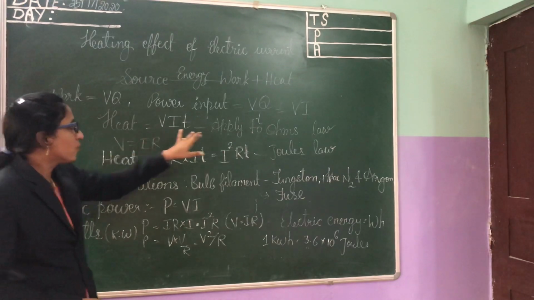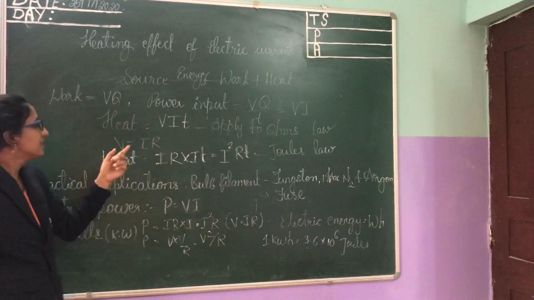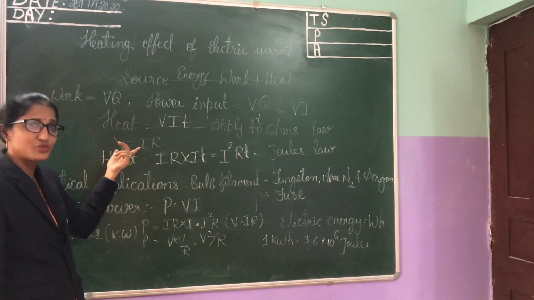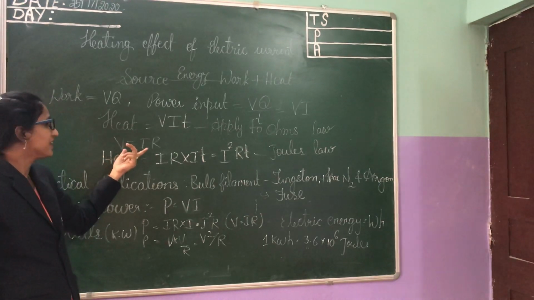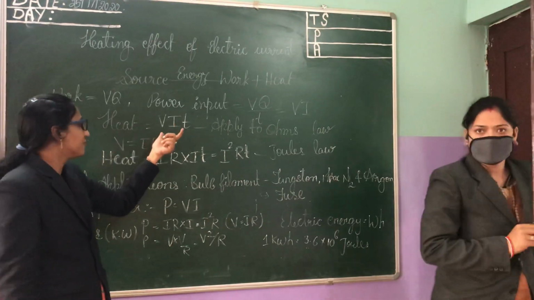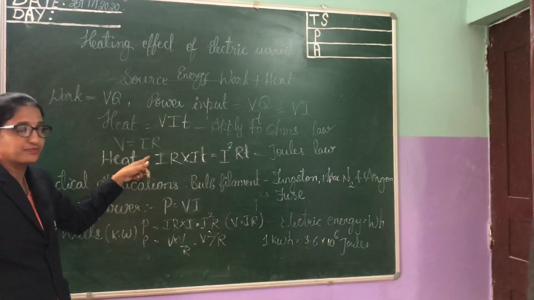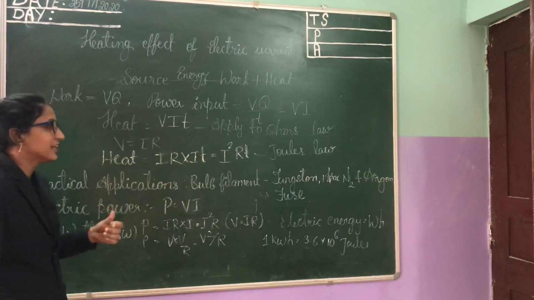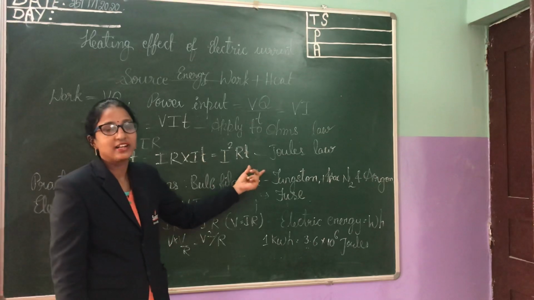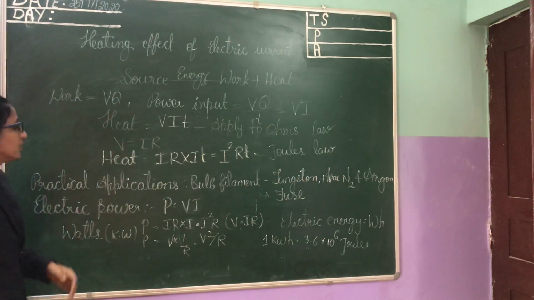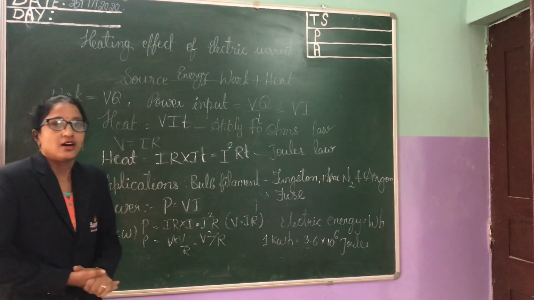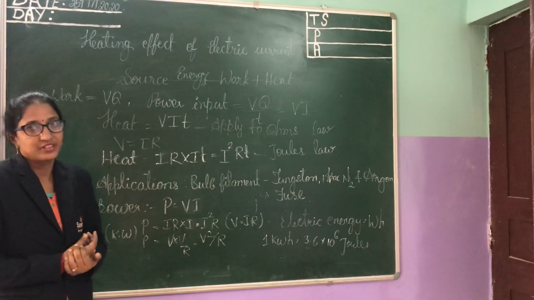If we apply Ohm's law for this, we know that Ohm's law is V is equal to IR. So for the heat produced here, instead of V, I write IR. By this we get Joule's law equation: heat is equal to I squared RT. And the next topic is practical applications, where we are using this heat.